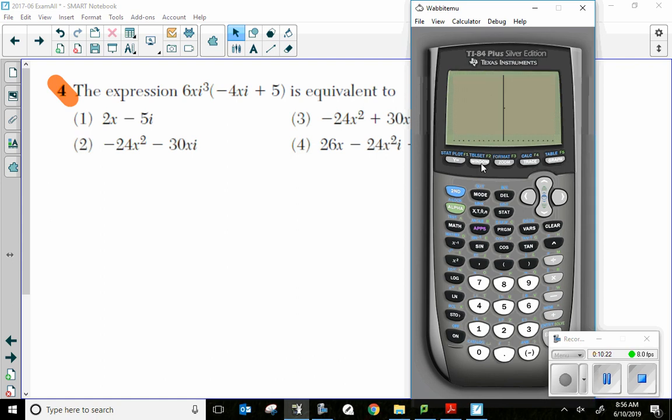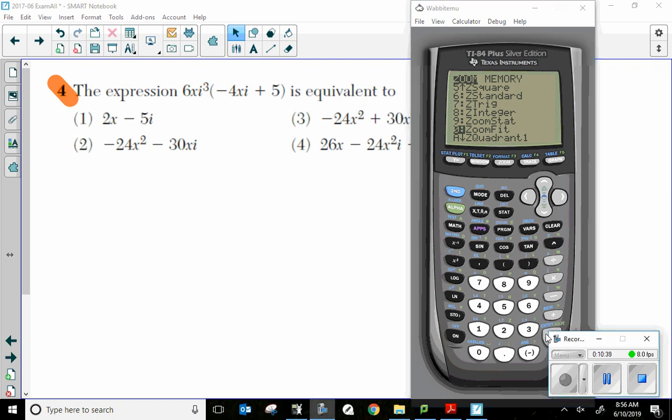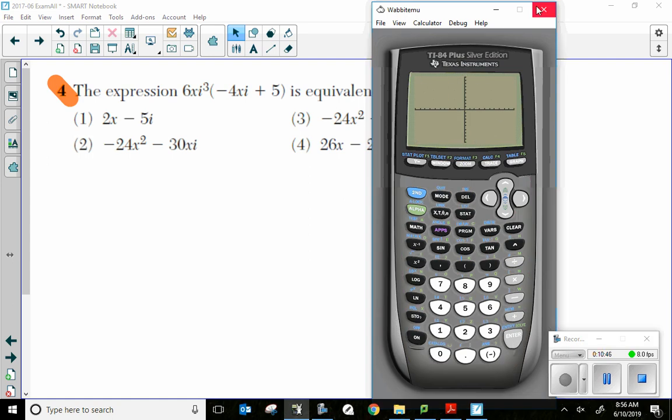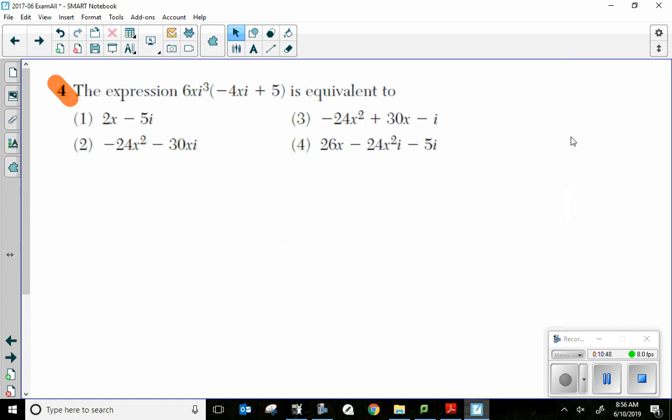Let's go to zoom fit. Let's go to standard first. Standard 10 by 10. I see nothing. Let's go to zoom fit. Maybe it's just way off the charts here, which I doubt. Zoom fit. That's the one we want. Yeah, let's move this. Yeah, you can't. So you can't do that in a calculator.